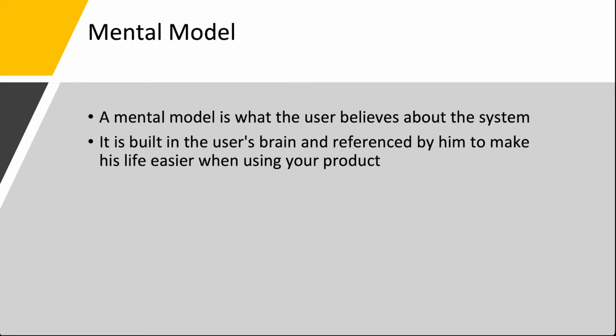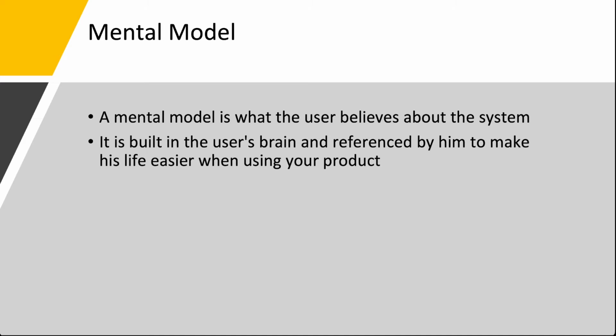Okay, so what exactly is a mental model? It is what the user believes about the system. It's built in the user's brain and referenced by him to make his life easier when using the product. It sounds very complicated, but a mental model is basically what you believe, what you want the system to be like. And if I can get the system to be as close as what you want it to be like, it's easier for you to use.